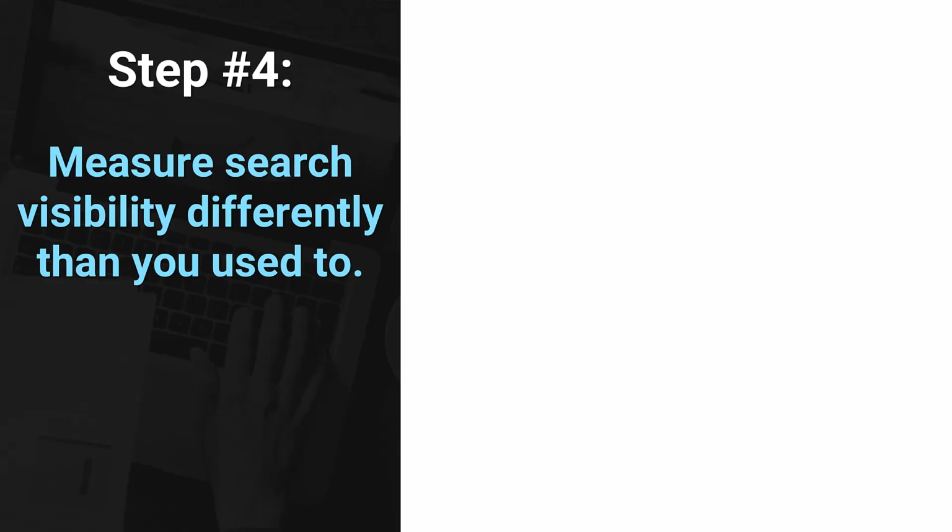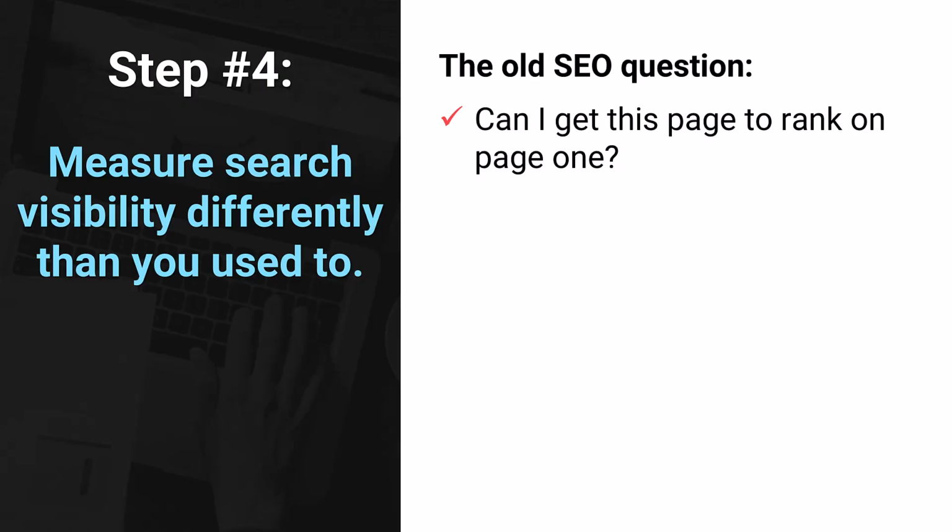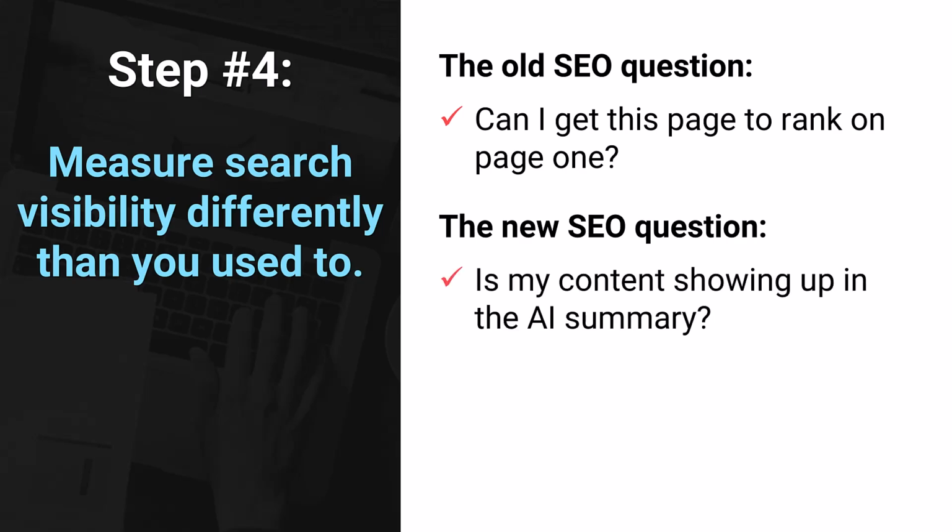And step number 4, measure search visibility differently than you used to. The old SEO question was, can I get this page to rank on page 1? And yes, that question still matters. But now you also have to ask, is my content showing up in the AI summary and becoming part of the answer at the top of the page? Because those AI summaries are now part of how you evaluate your search visibility. So yes, rankings still matter, but rankings alone are no longer the whole story.